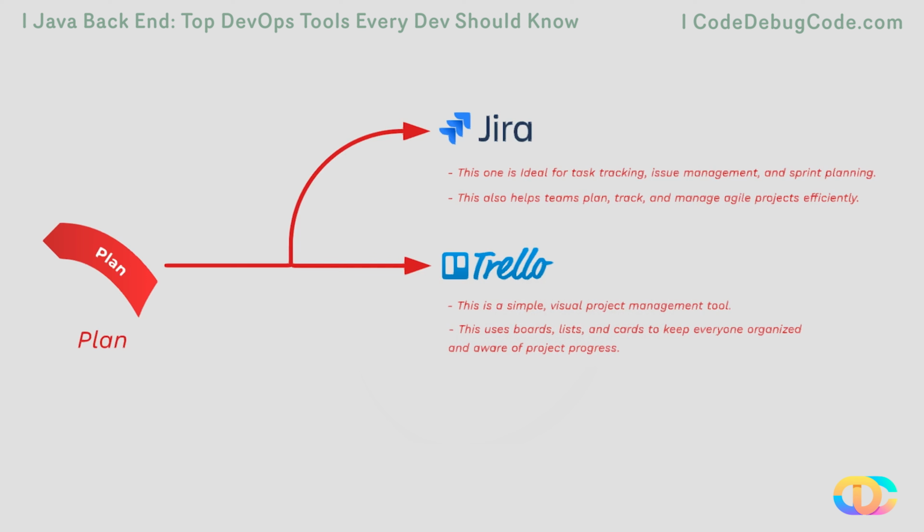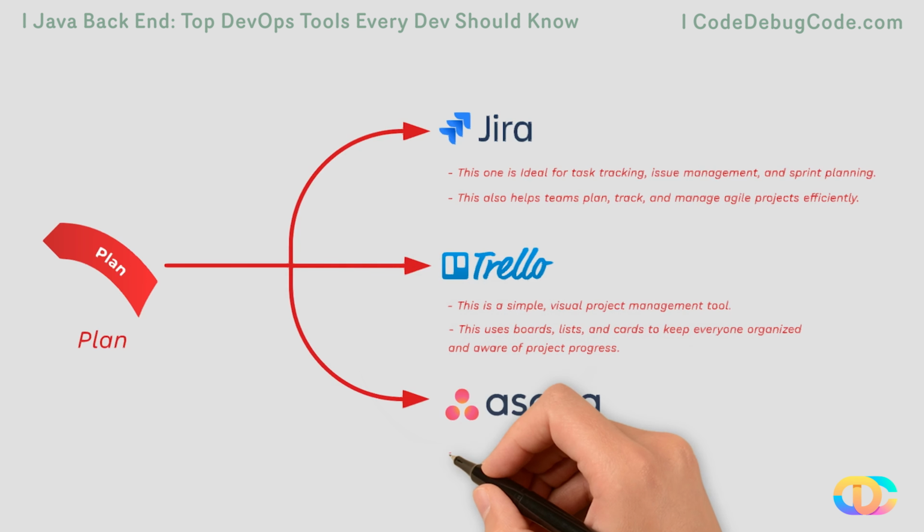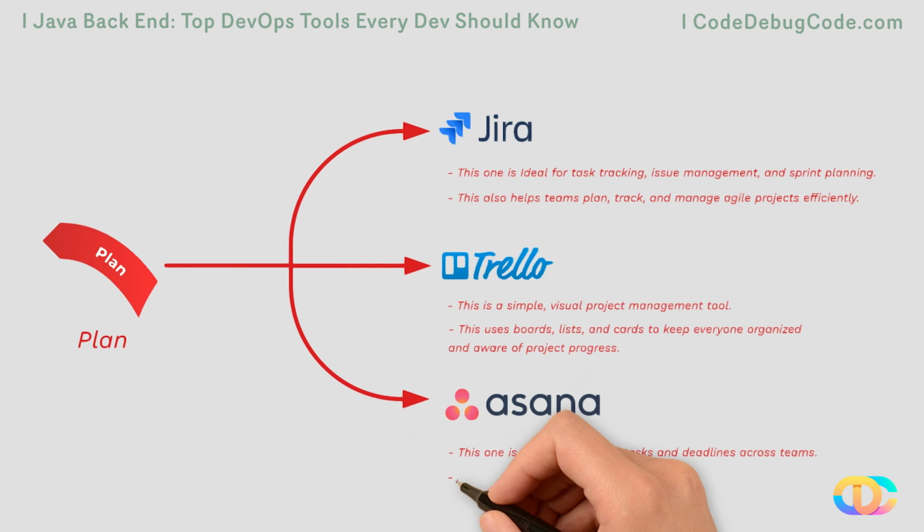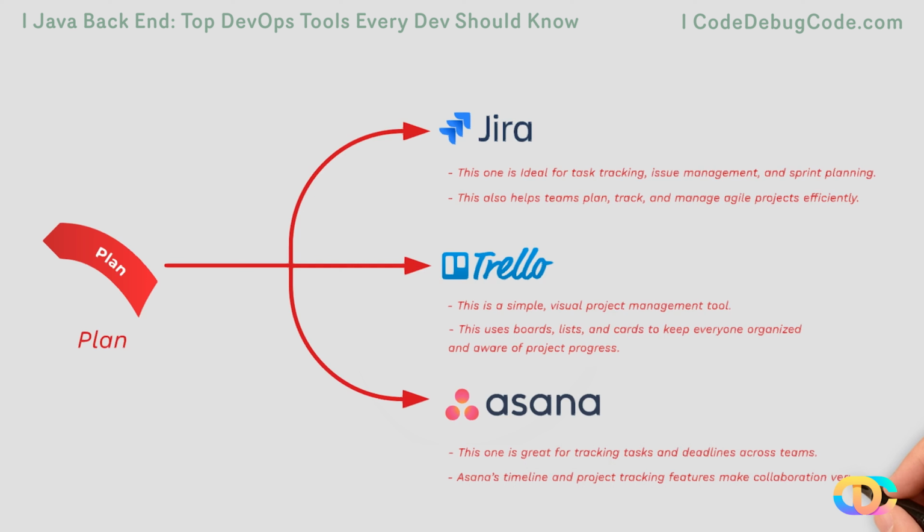Last but not least is Asana. This one is great for tracking tasks and deadlines across teams. Asana's timeline and project tracking features make collaboration very easy.